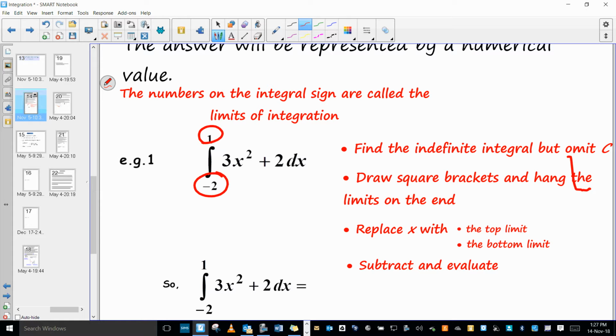So we draw square brackets, hang the limits on the end. We then stick the values of x in, the top and bottom, and subtract and evaluate.